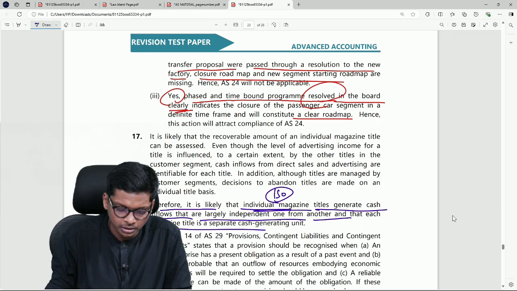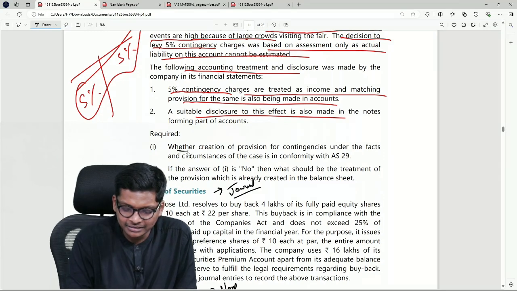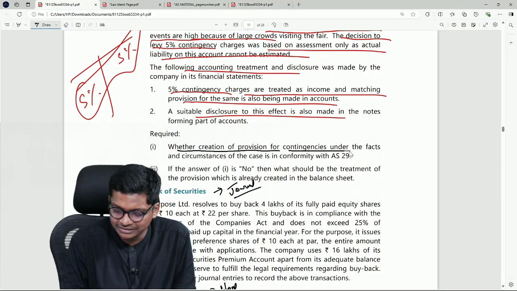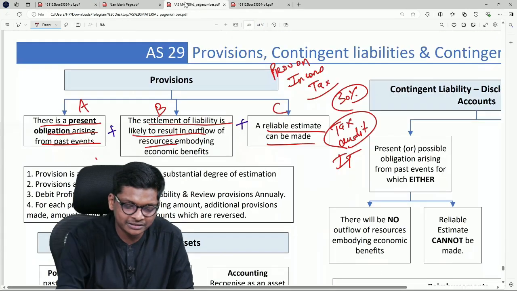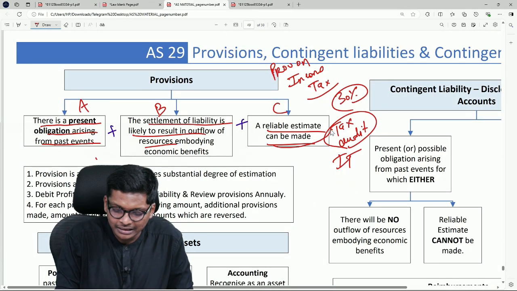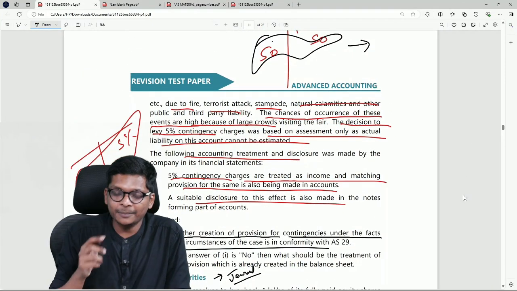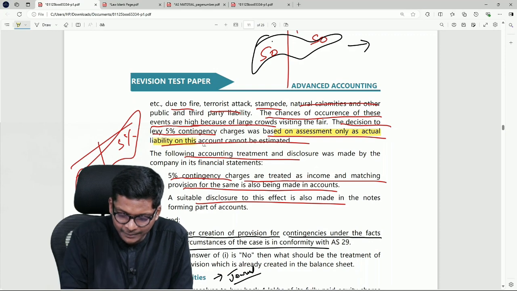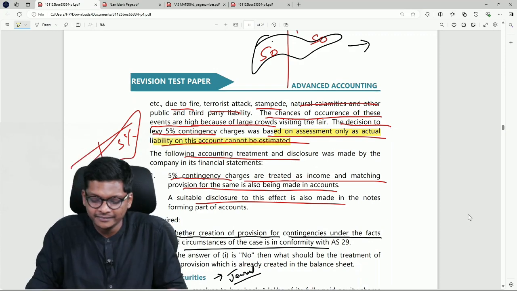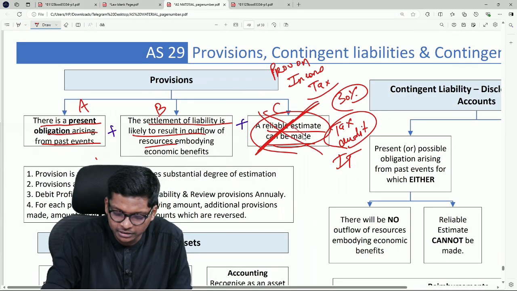Now come here. The question they are asking is whether creation of a provision for contingency under the facts is allowed. Look at the provisions, guys. First, a reliable estimate should be possible. Read the question. Is there a reliable estimate? The question itself says, look at this paragraph, based on actual liability cannot be estimated. Reliable estimate cannot be made. That means this point is not met.